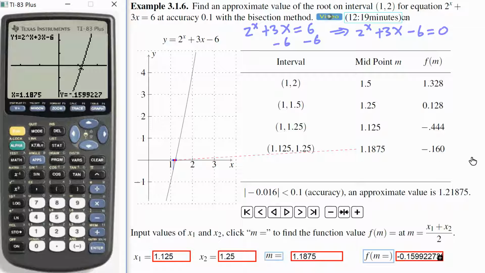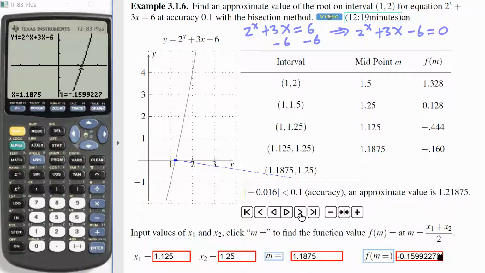Okay, again, this value is still greater than 0.1 in absolute value, so you have to keep going. Again, then you do the next slide. Okay, next slide will be this point will be the left boundary. And then the right boundary is 1.25. Okay, the middle point will be 1.21875, and the function value will be negative 0.16.